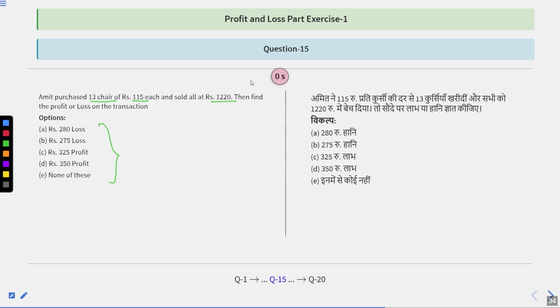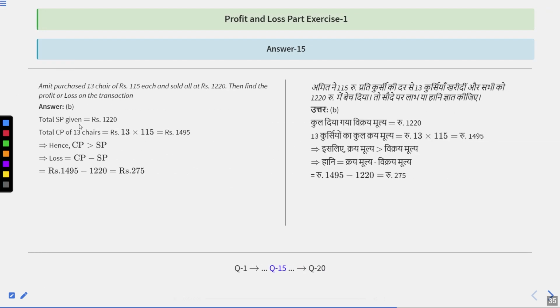Now time's up. Let's see the solution. Total SP is given as 1220, and total CP for 13 chairs we can find by multiplying 13 into 115, given that each chair's price is 115. So it will become 1495. So in this case, CP is more than SP because we sold the total chairs for 1220 and the cost price of the total chairs is 1495. So CP is more than SP, so a loss will happen. Loss equals CP minus SP. When we subtract, we get 275 rupees. So the loss is 275. B is the correct answer. Next one.